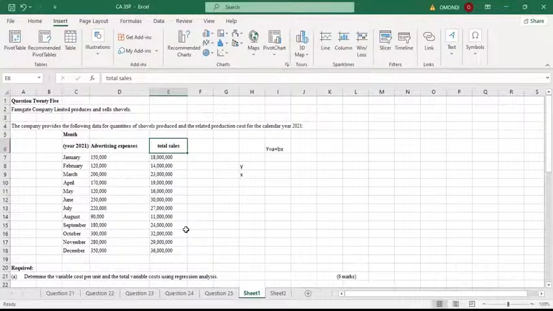Variable cost adverts. Then we are told, this is what we are being told, that our total sales, remember all these ones here, includes money. We don't have now the units which we are comparing, but we are told that our total sales is dependent on the advertising expenses. Our total sales is dependent on the advertising expenses.